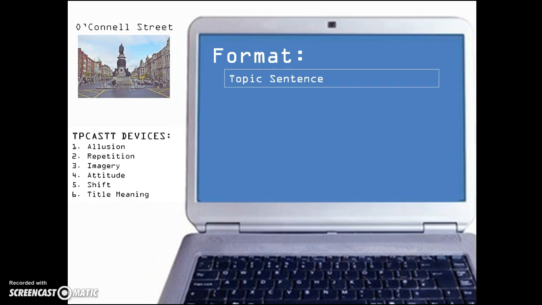So on my TP cast about O'Connell Street, I had information about allusion, repetition, imagery, attitude, shift, and the title's meaning. I'm going to write about the allusions and repetition because I find that easiest to understand and I think I can write the most about it.